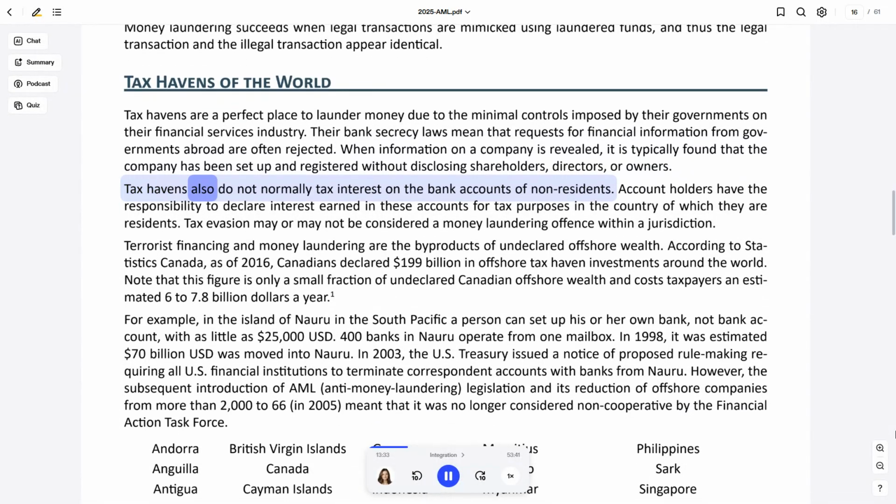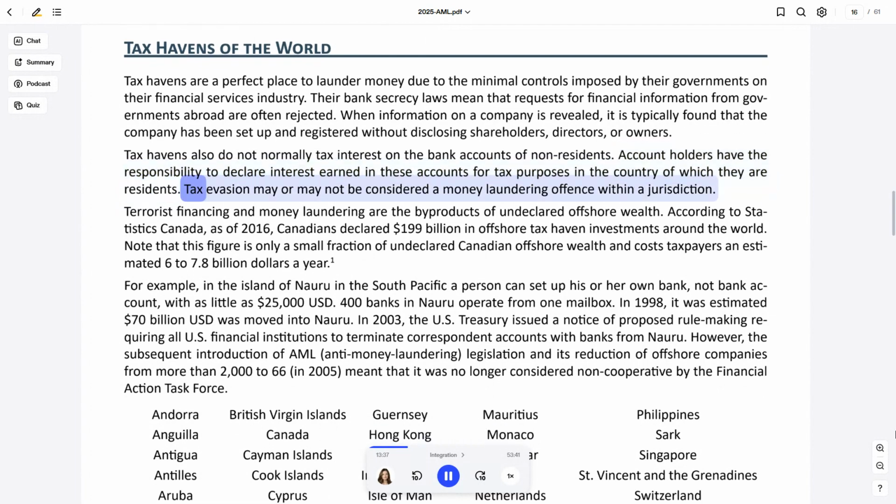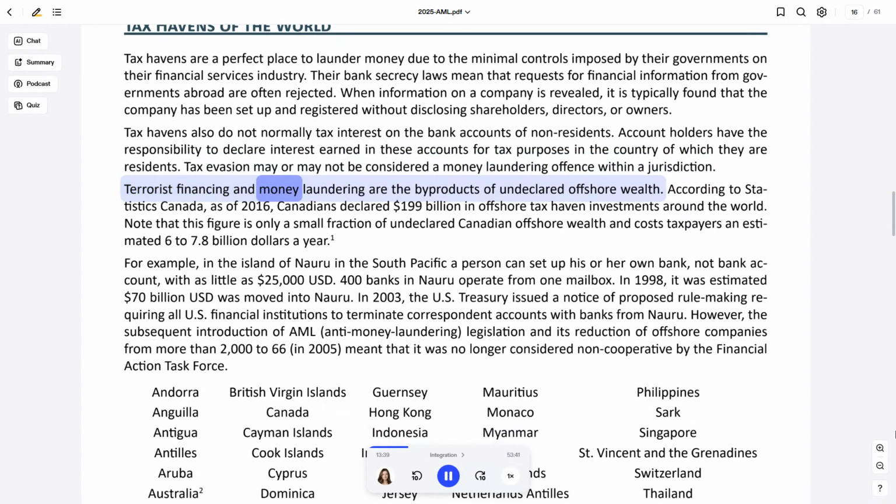Tax havens also do not normally tax interest on the bank accounts of non-residents. Account holders have the responsibility to declare interest earned in these accounts for tax purposes in the country of which they are residents. Tax evasion may or may not be considered a money laundering offense within a jurisdiction. Terrorist financing and money laundering are the byproducts of undeclared offshore wealth.